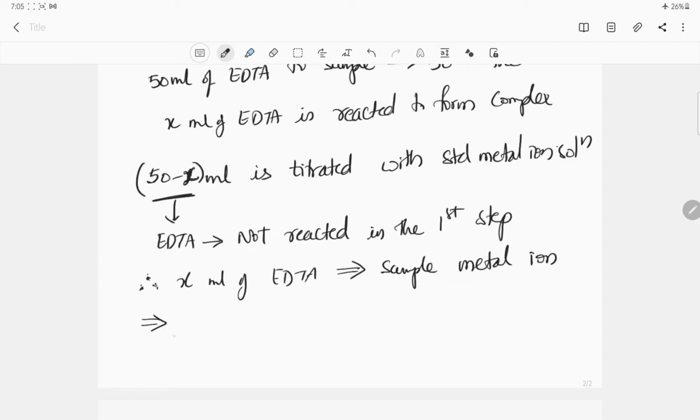Implies you can conclude how much quantity of metal. So the amount of metal ion is determined. So this is the back titration.